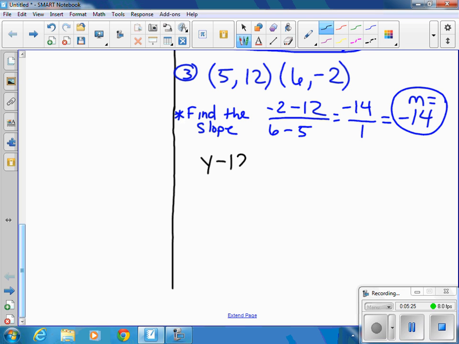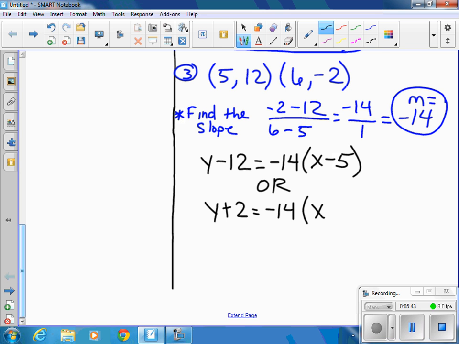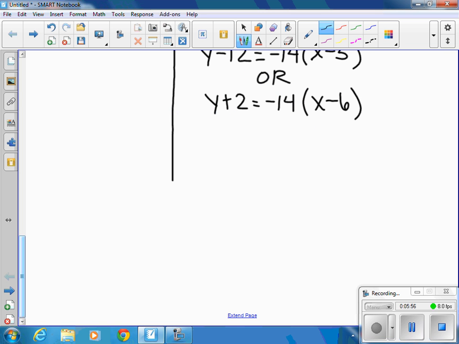y minus 12 equals negative 14, parentheses, x minus 5. That's one answer. You give me that, you're done with the problem and you're good. Or if you don't like that first order pair and you go to the second order pair, then you're going to give me y plus 2 equals negative 14, parentheses, x minus 6. And if you give me that one and it looks like that, then you're done and you're correct. So either one of those will get you right points and the right answer. You do not need to give me both. I do not want to see both. Just one only is good enough.